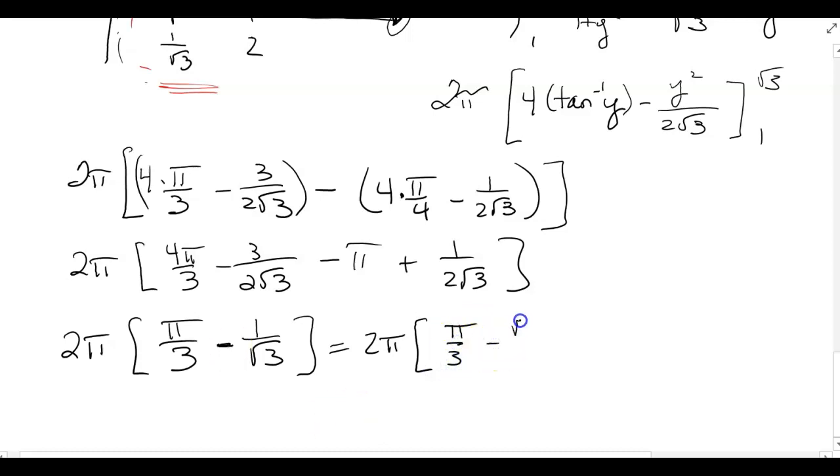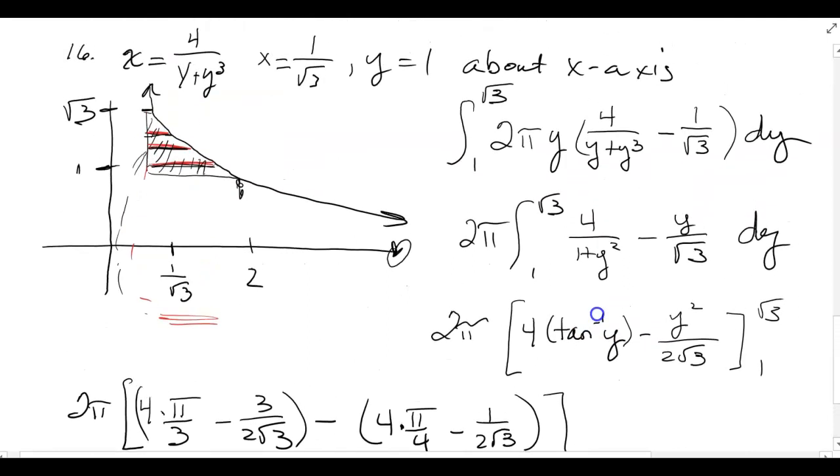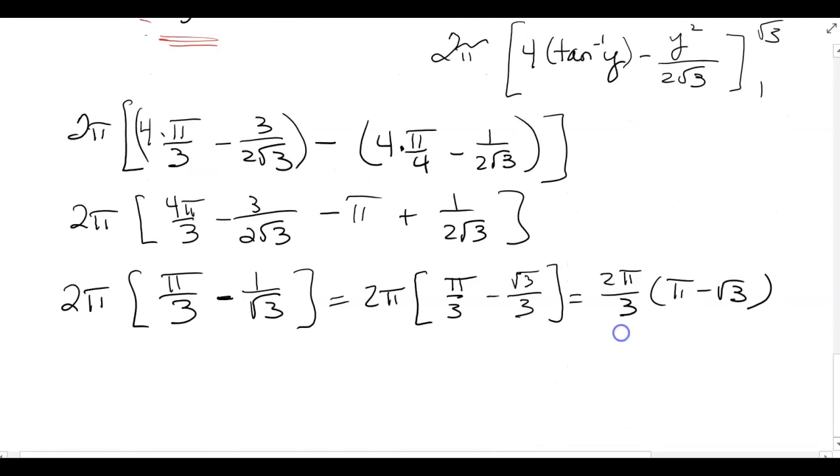That's radical 3 over 3, right? Multiply by radical 3 over radical 3. You can pull out 1 over 3 and have pi minus radical 3. However you want to write the answer. So again, that one's a little bit more complicated, but hopefully the other ones are easier.